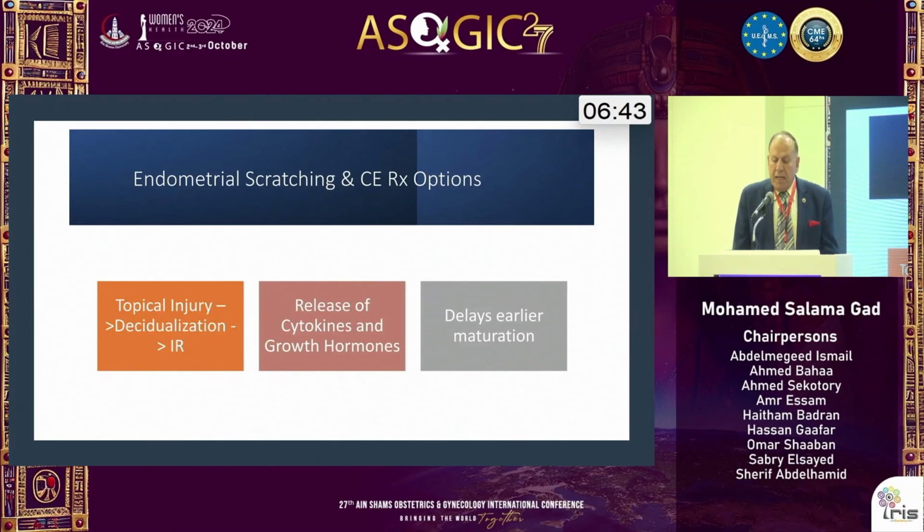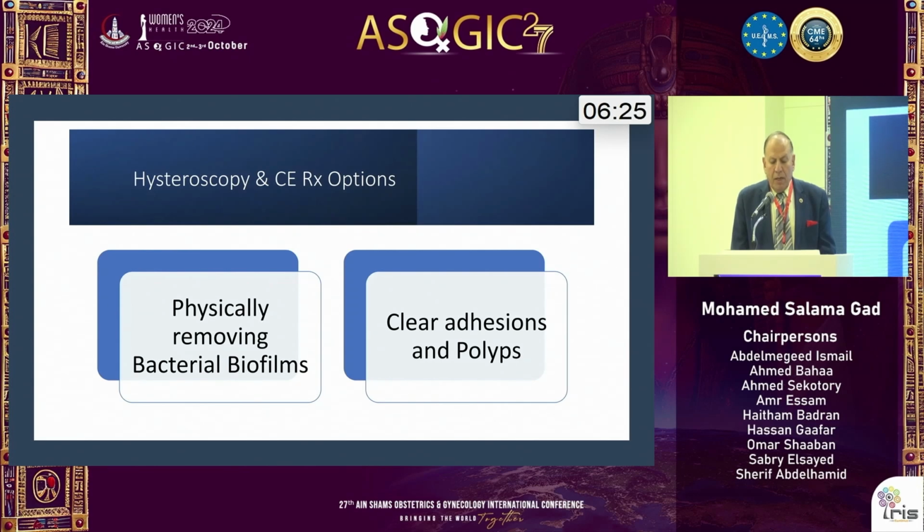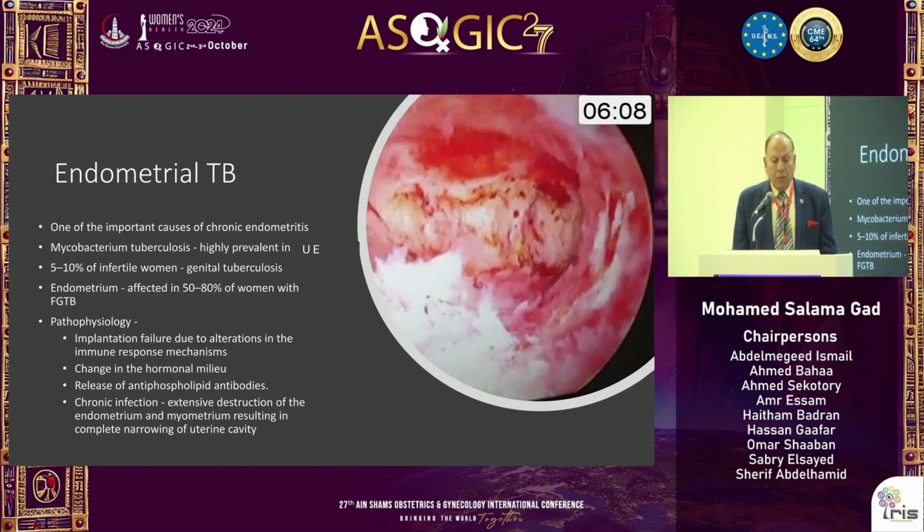Endometrial scratching may be an option. The proposed mechanism is that topical injury leads to decidualization of the endometrium, release of cytokines and growth hormone, and delays embryo maturation. However, hysteroscopy in chronic endometritis is also beneficial. Why? The proposed mechanism is physically removing the bacterial biofilm and clearing adhesions and polyps.